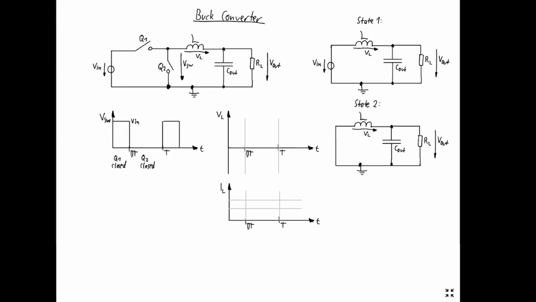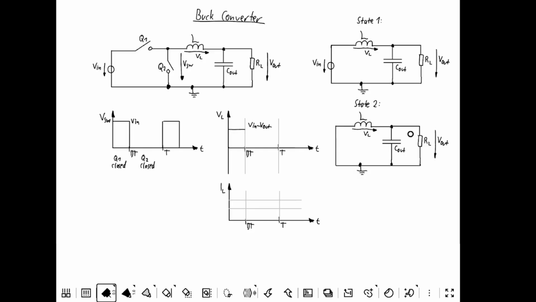Now we have to analyze the two states. Let's start with analyzing the inductor. In state 1, the inductor voltage can be calculated by following this loop. And then it results in the input voltage minus the output voltage. So I can draw a line here for the inductor voltage. This line means the input voltage minus the output voltage, which is positive.